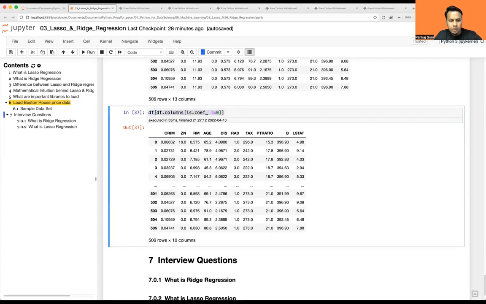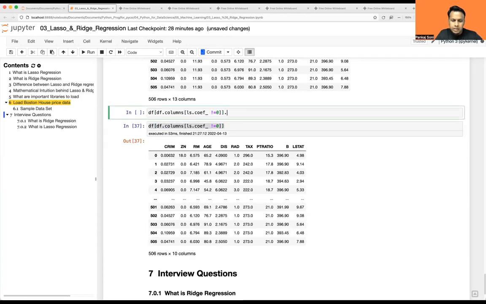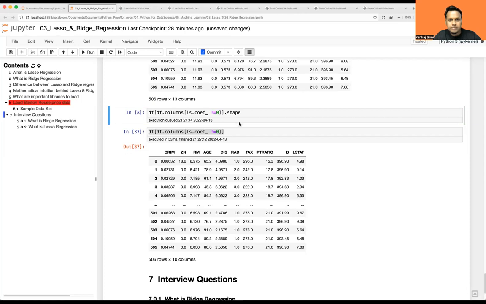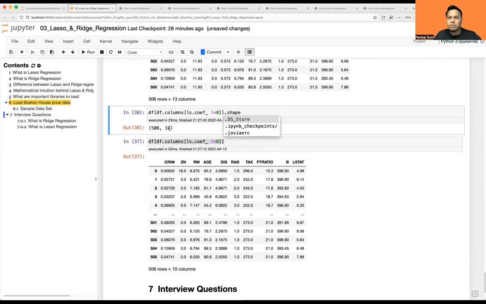Okay, so here if you want to see how many features we are getting, what is the shape? See here, from 13 we came back to 10. You can reduce further if any collinearity is seen again between the features, it is going to set the coefficient to 0. Okay, so that's how we reduce the features and improve the accuracy of the model. So that's about lasso.